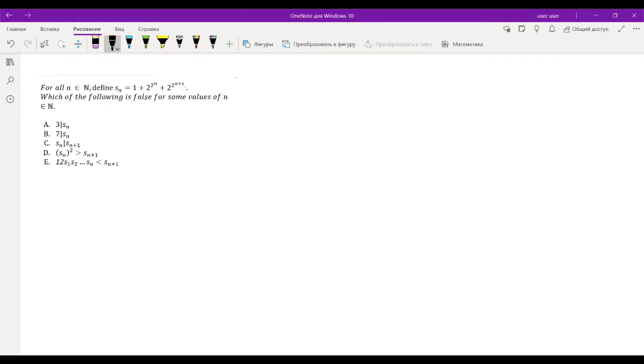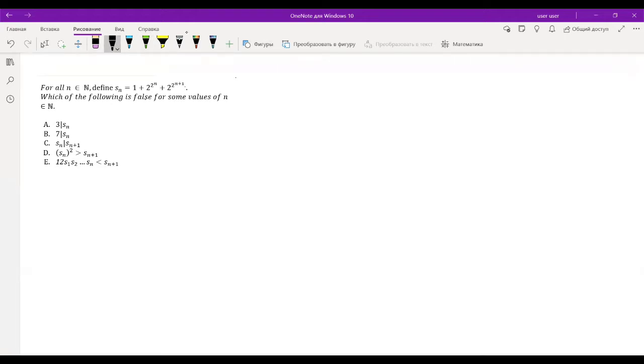So in today's video we are going to cover the first problem in the just concluded first round Nigerian Maths Olympiad 2020 senior session. And the question goes like this. For all natural numbers n, define Sn to be this. Which of the following is false for some values of n? So these are the options.